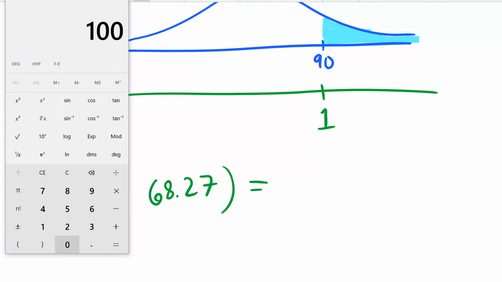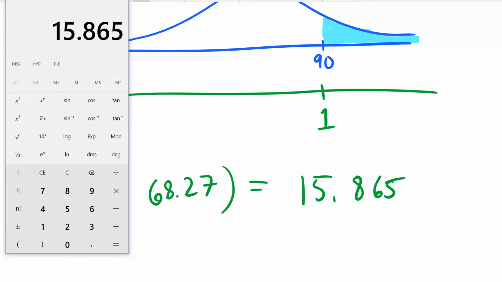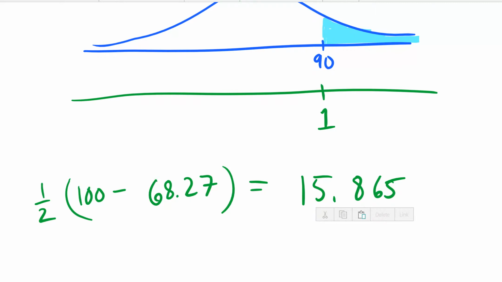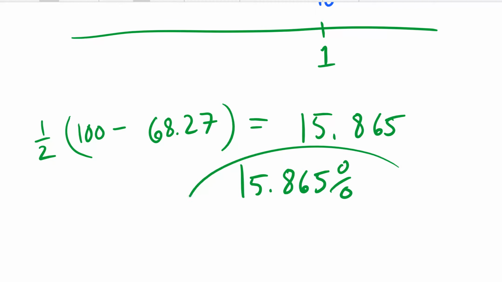So 100 minus 68.27 is 31.73. Divide by 2. That is 15.865. So our answer to part B is 15.865%.